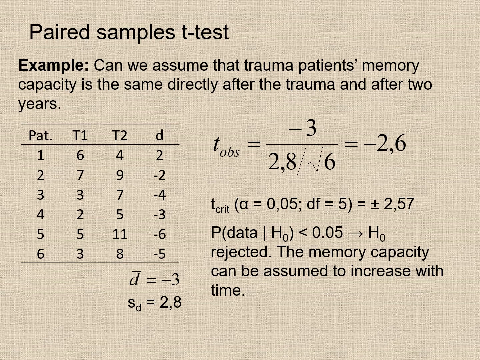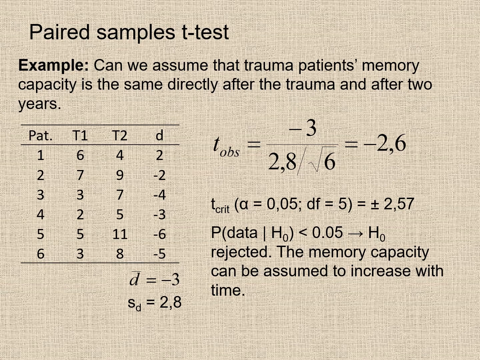And because we claim that there is a difference, we can also say in what direction it goes. Based on the data we see here, on average, the 6 patients have increased in memory capacity from directly after to 2 years after the trauma. So based on these data, we would claim that on average, trauma patients will have a higher memory capacity 2 years after compared with directly after the trauma.